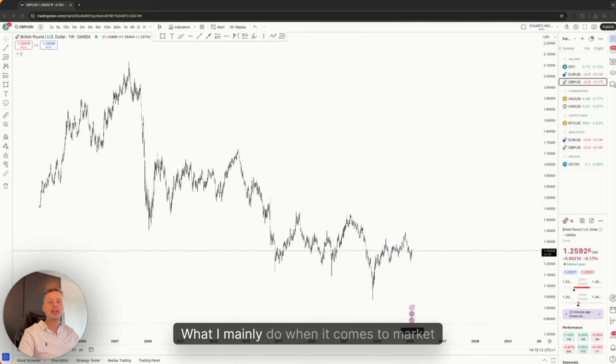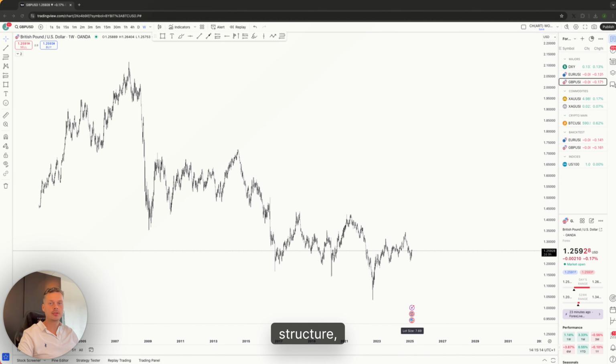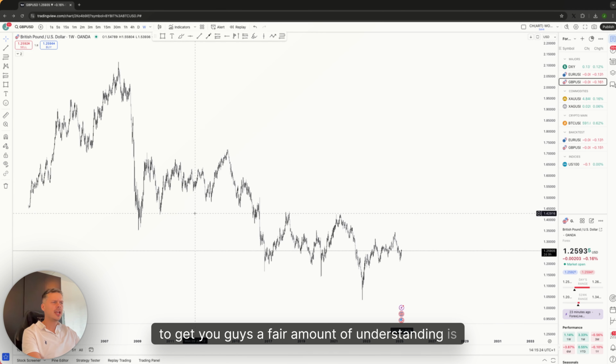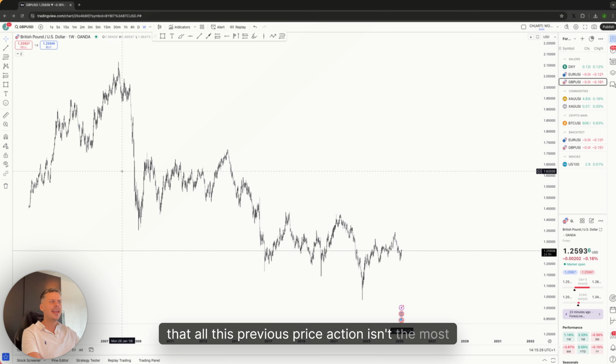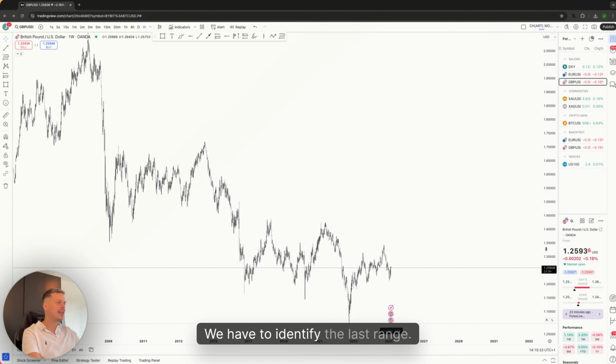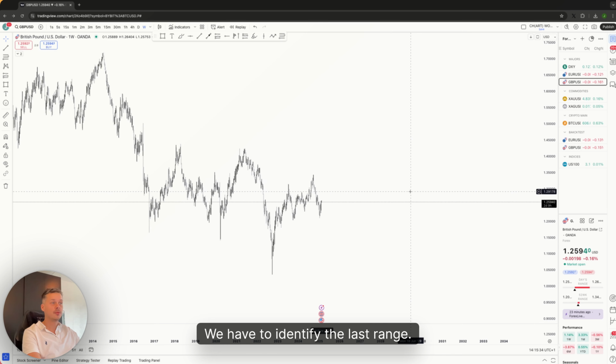Alright, what I mainly do when it comes to market structure, I want to build a narrative from the higher time frame all the way to the lower time frame. So to give you guys a fair amount of understanding, all this previous price action isn't the most important thing to understand, right? We have to identify the last range.